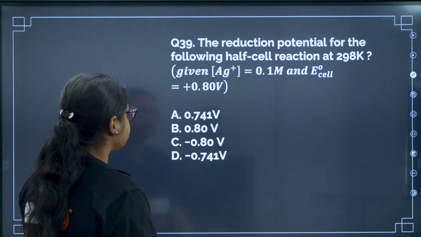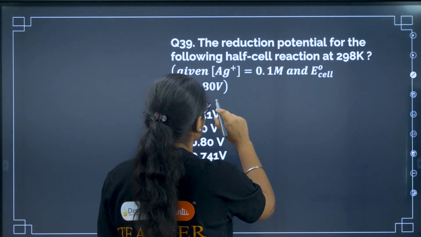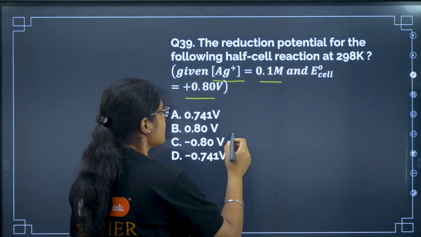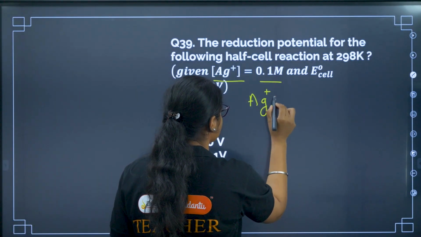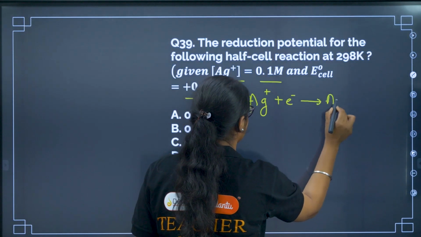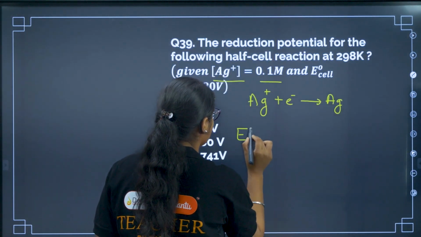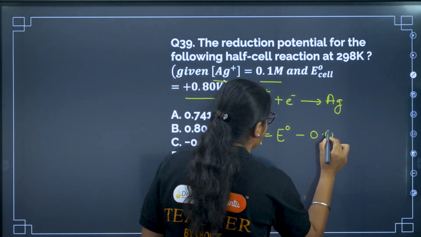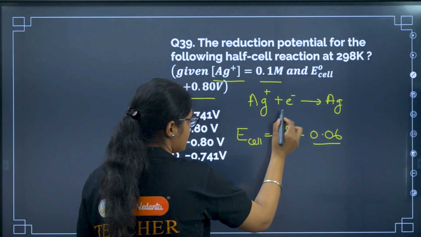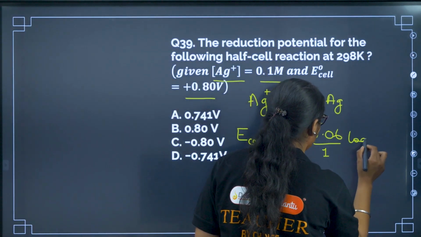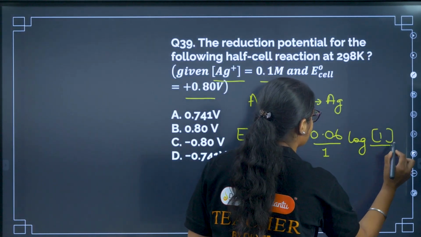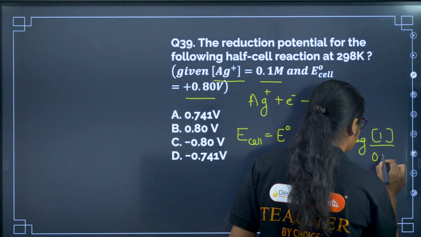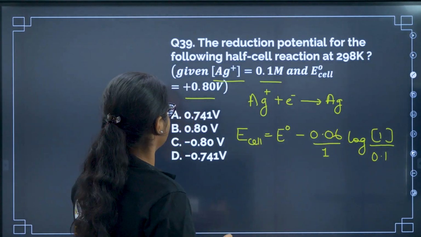Okay, next. The reduction potential for the half cell is given, Ag plus concentration is given, E naught value is given. Very simple one. So what is happening here? Ag plus plus 1 electron will give you Ag, right? We can write the value E of the electrode is equal to E naught minus 0.06, I'll take for easy calculation, divided by number of electrons, which is 1, log of 1 over Ag plus concentration. I have told you it is always the ion concentration that should be taken. What is the Ag plus concentration? 0.1, right?